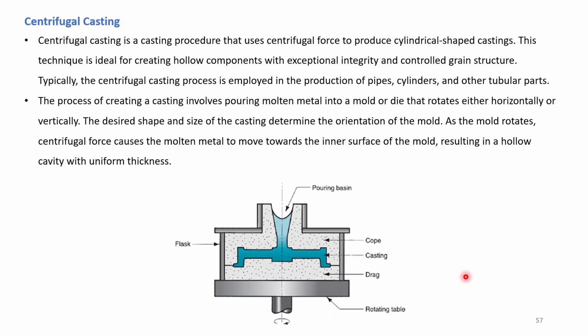The process of creating a casting involves pouring molten metal into a mold or die that rotates either horizontally or vertically, and the desired shape and size of the casting determines the orientation of the mold. As the mold rotates, centrifugal force causes the molten metal to move towards the inner surface of the mold, resulting in a hollow cavity with uniform thickness.